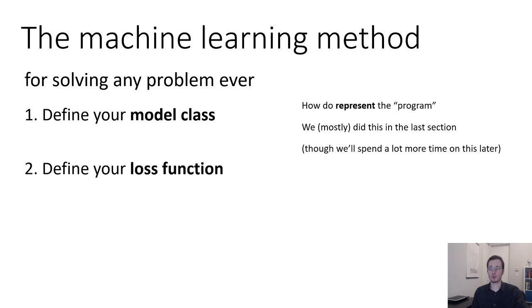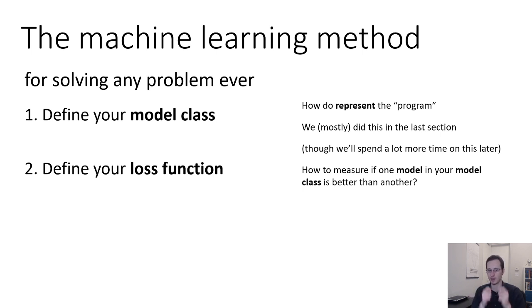The second step is to define your loss function. The loss function measures how good a particular model from your model class is, and thereby allows you to determine if one model is better than another model. And then you could select the best model according to this loss function. So the loss function measures how good the thing actually is at solving your problem.